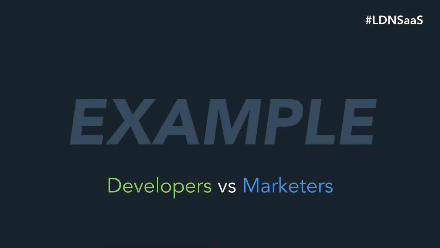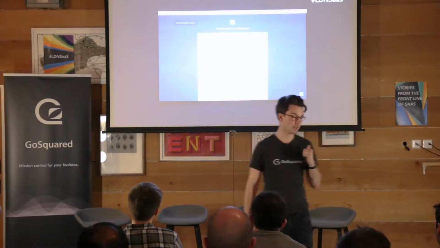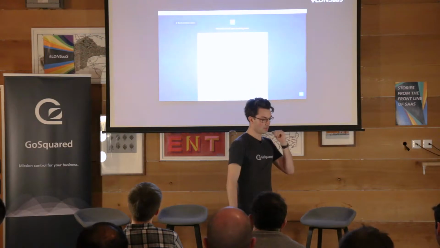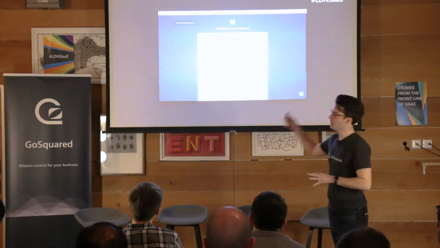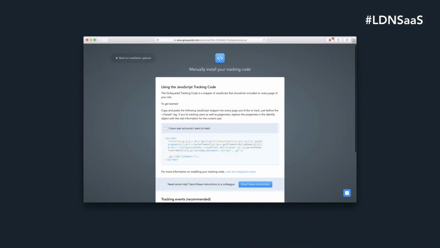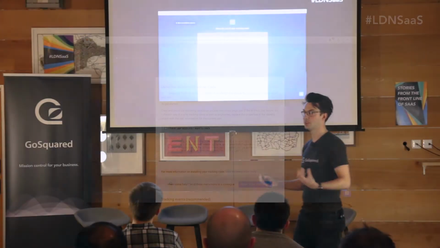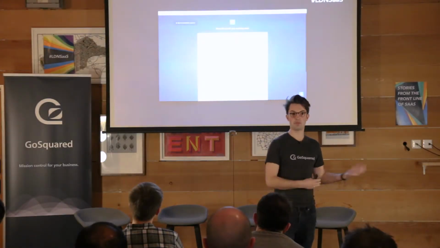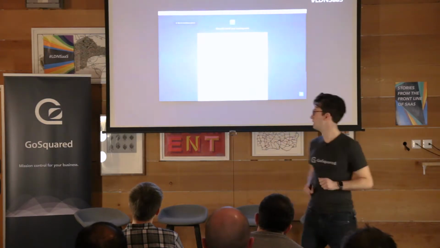A good little example actually is for us ourselves. I can talk about GoSquared because I know this quite well. I've heard of them at least. The onboarding flow we've always had is, to use GoSquared, you have to install this piece of JavaScript on your site. For ages and ages, we always had a very techie audience, so developers would be fine with that. They'd be like, oh, JavaScript, yeah, I love this.